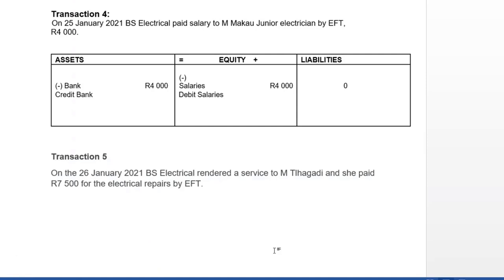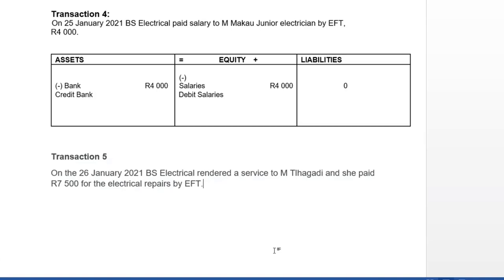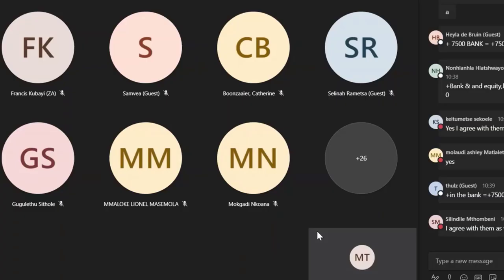Look at why I'm saying that. Look at the example for transaction 4 and transaction 5. In transaction 4, salaries, it's an expense and it decreased equity. And then transaction 5, service was rendered, income increased your equity. Can you see that in both what I told you, and now we're applying it?